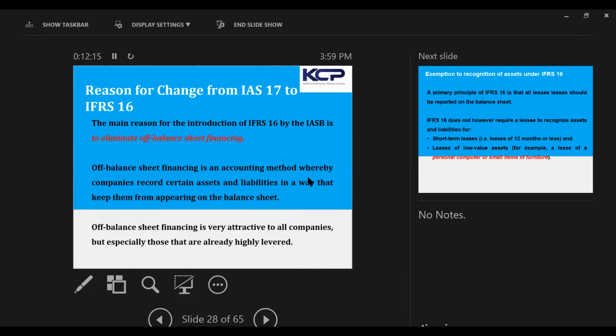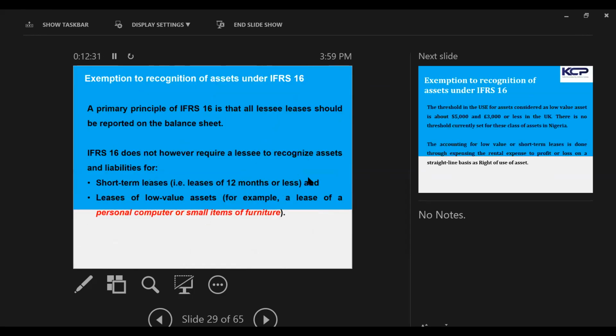So the reason for the change from IAS 17 to IFRS 16, I believe I've explained all of this to you, because it's majorly centered on off-balance sheet arrangements. So can you tell us what off-balance sheet arrangement means? No, it's actually something that should appear either as asset, liability, or equity on your balance sheet, that you have reported in a way that makes it not appear there.